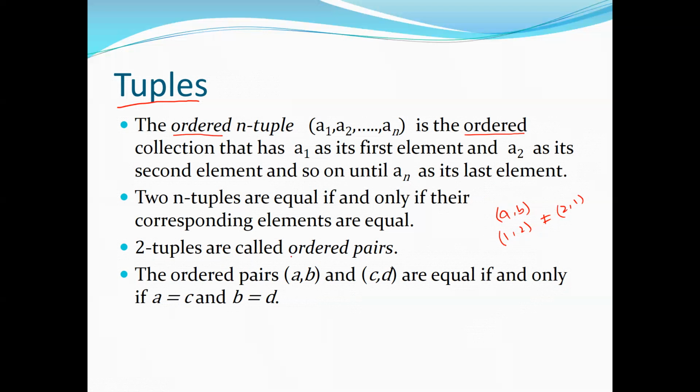Two ordered pairs are only equal if they have the same values in the same positions. A comma B is equal to A comma B only. It is not equal to B comma A. So the ordered pairs A, B and C, D are equal if and only if A equals C and B equals D. If A and C are equal and B and D are equal, then only these two ordered pairs are called equal, right?